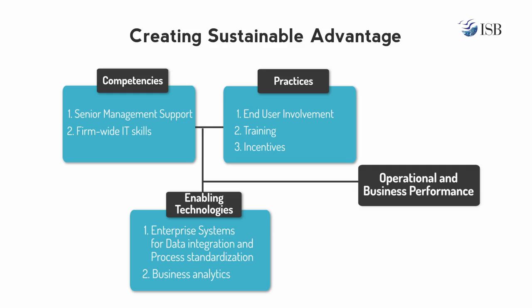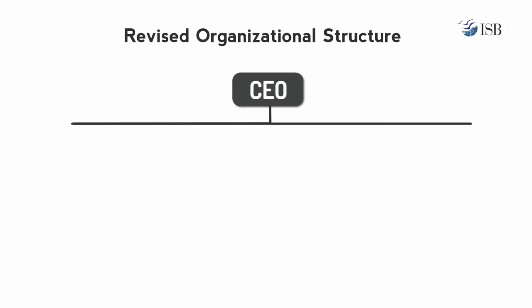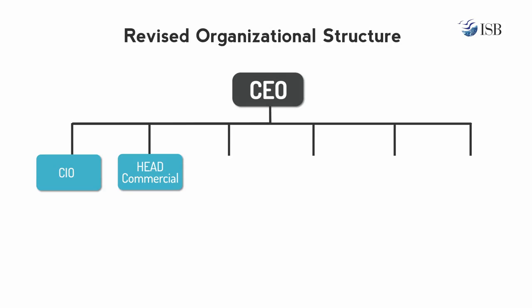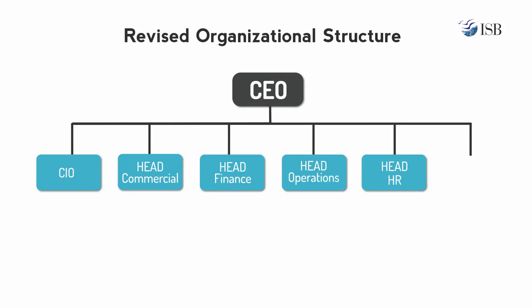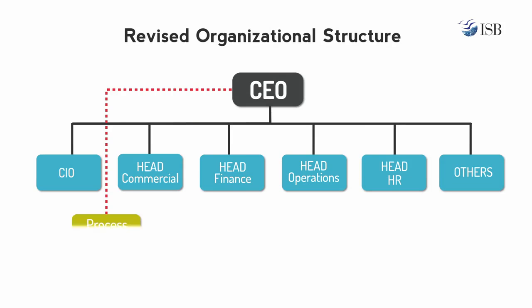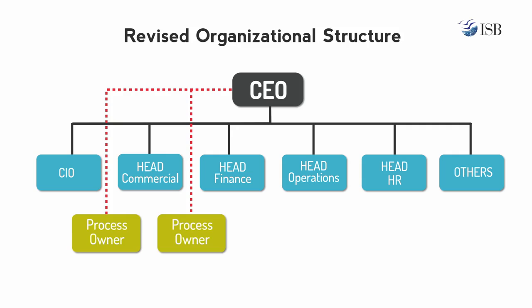The company also made important changes to its organizational structure. Instead of being organized in different business units and functions such as HR, operations, etc., the company was now organized along business processes that cut across business units and functions. As you see on the slide, each business process was headed by a process owner who leveraged various business functions in implementing that particular process.